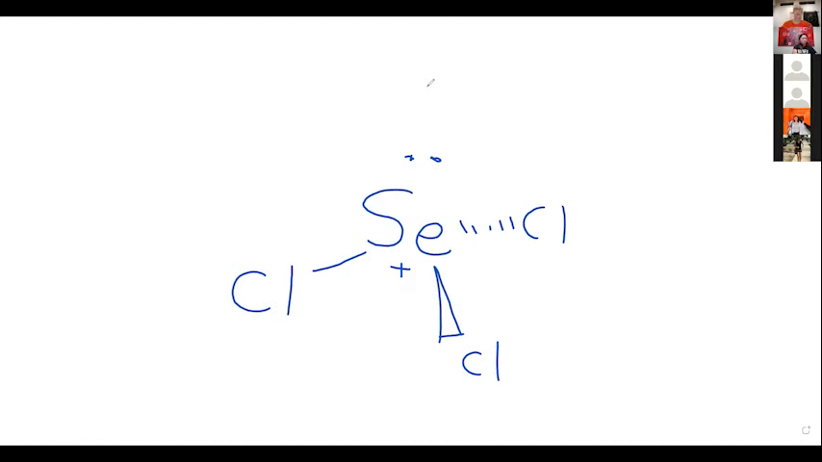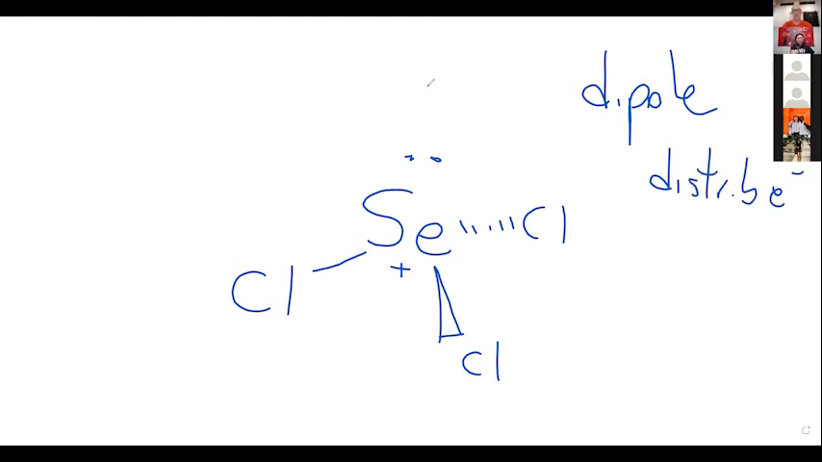We need to figure out the bond dipoles first. So remember, dipole means distribution of electrons. Are they even or are they uneven? If they're uneven, then you have a dipole. You have something slightly positive and something slightly negative. So which one is more electronegative? We figured out that's going to be the chlorine.